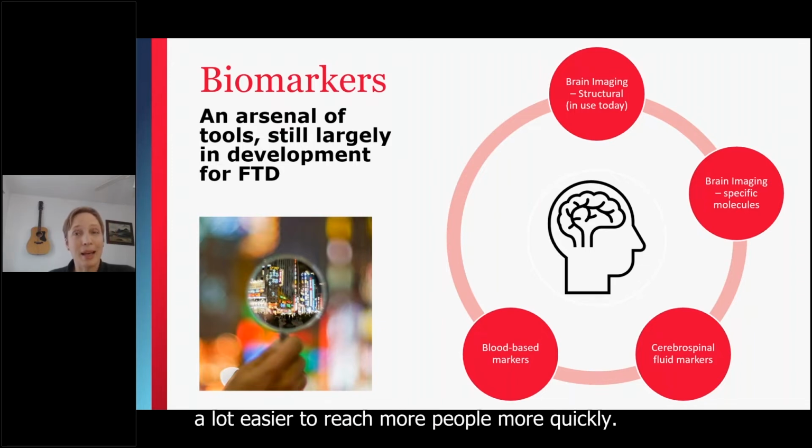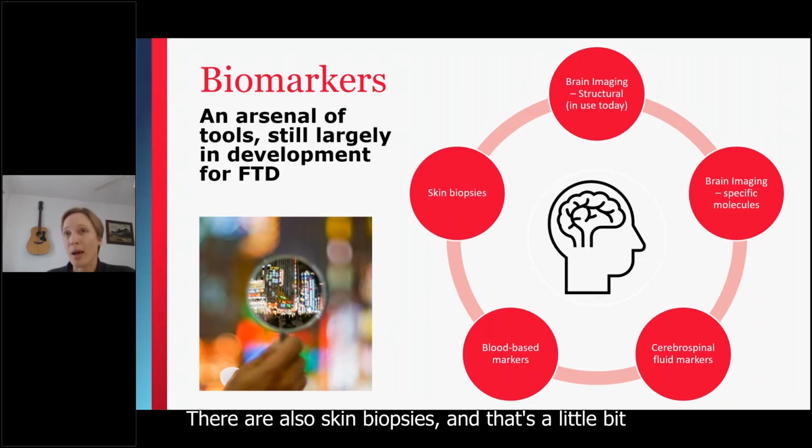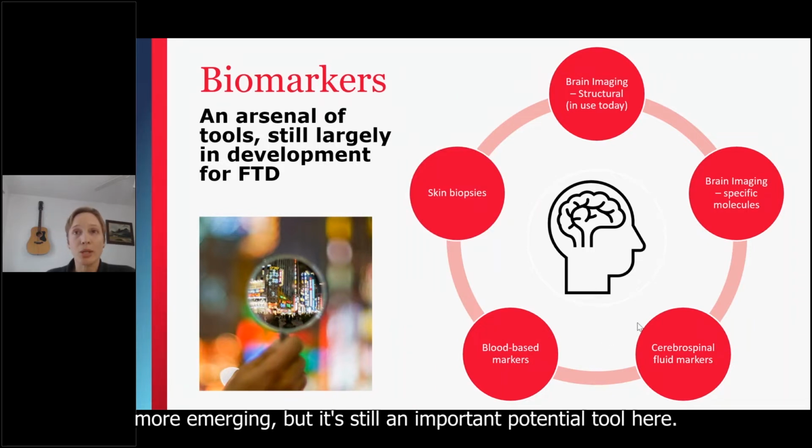There are also blood-based biomarkers that a lot of people are trying to develop because having a blood test is going to be a lot easier to reach more people more quickly. Of course, it's farther away from the brain, so there's probably going to be less information that we can glean, but that doesn't mean that it isn't still going to be a really important tool to that whole process of diagnosis and care and drug development. There are also skin biopsies, and that's a little bit more emerging, but it's still an important potential tool here.